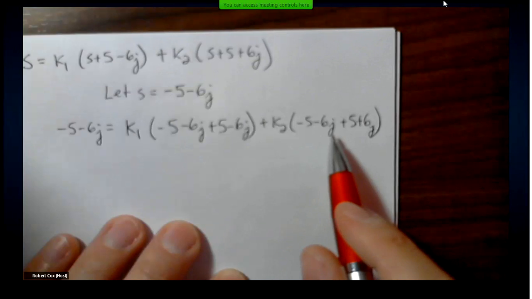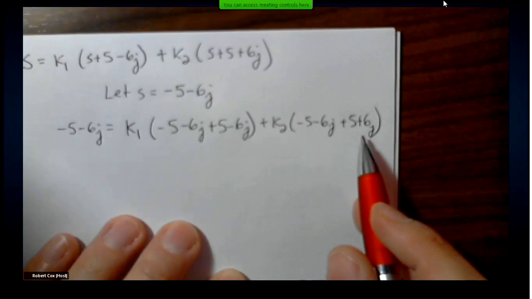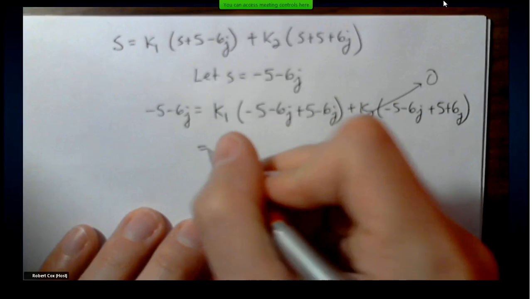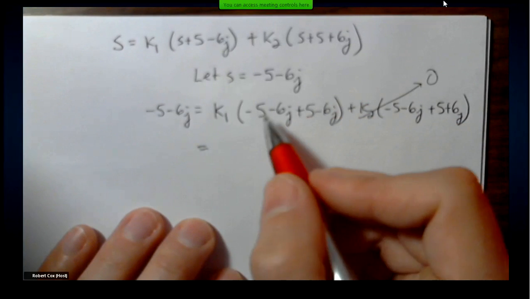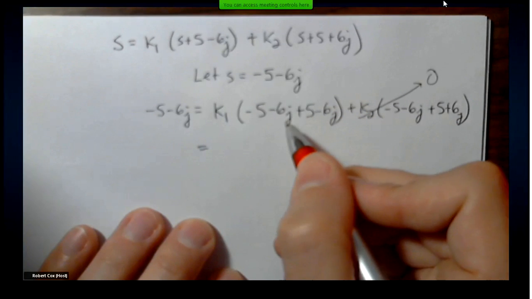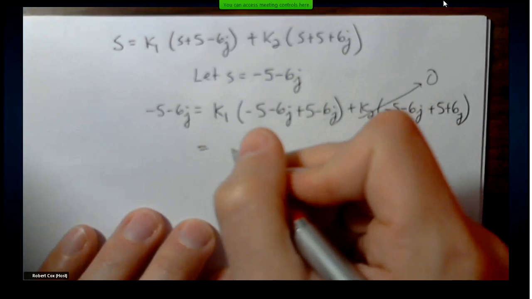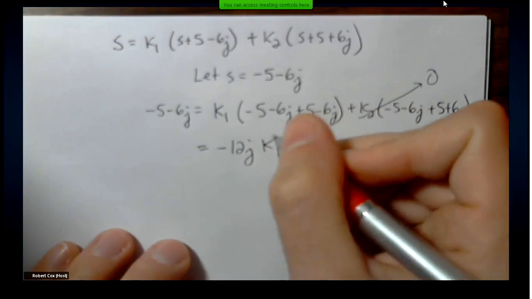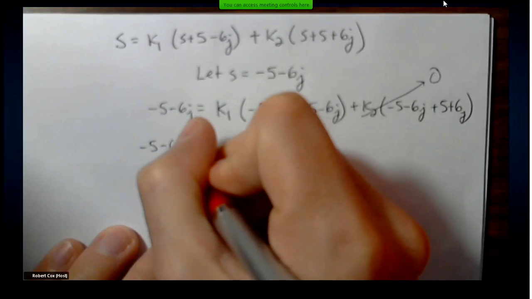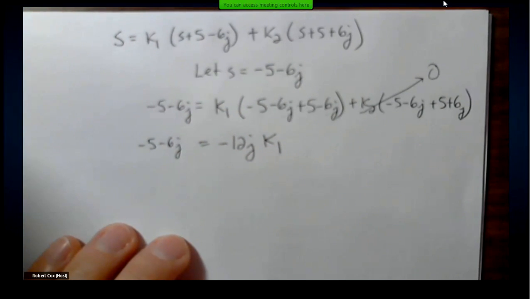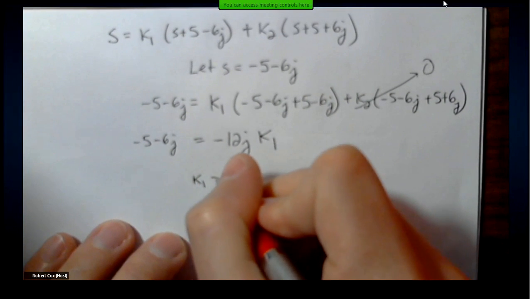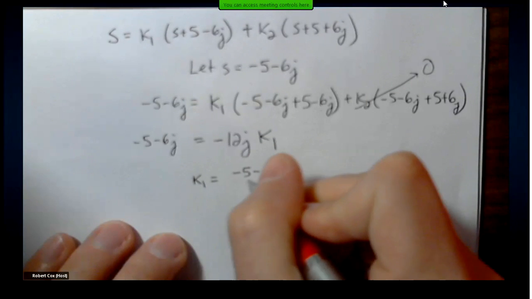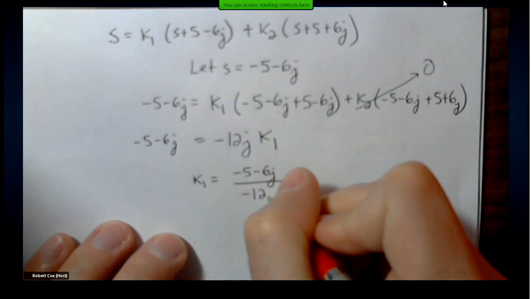Okay, minus 5 plus 5 is 0. Minus 6 plus 6 is 0. That term goes away. This term, however, simplifies down to minus 5 and 5 kill off. Minus 6 and minus 6 becomes minus 12. So this becomes minus 12J times K1 equals minus 5 minus 6J. All right, so let's do it the same way as before. K1 equals minus 5 minus 6J divided by minus 12J.